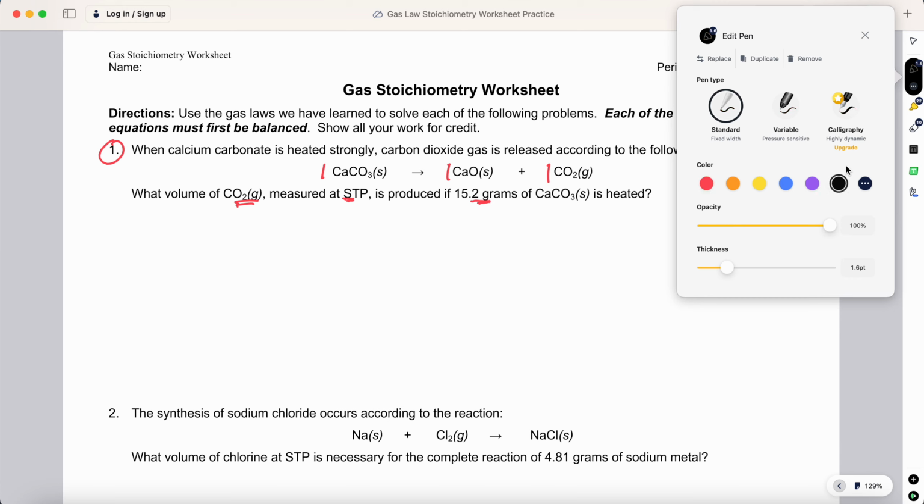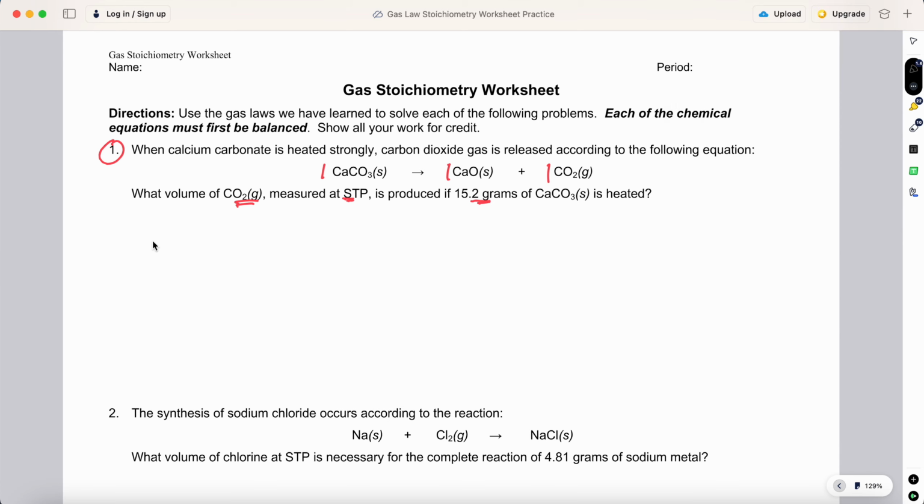Then let us first start with the given grams. When we say stoichiometry, guys, this means manipulation. We manipulate what's given to get what is asked. So the first given here is 15.2 grams.